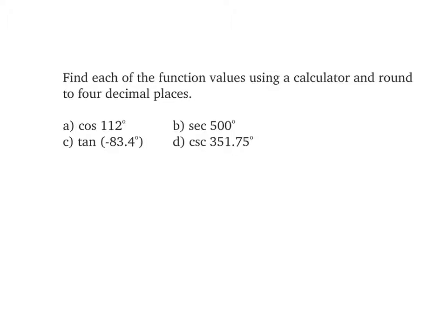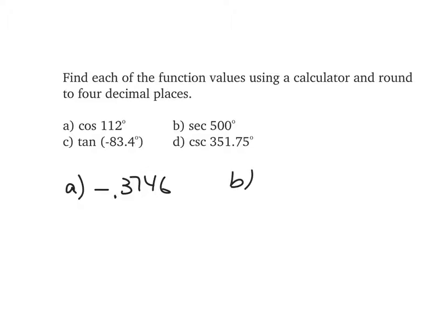You need to go to mode first to make sure your calculator is in degree mode. That's the third line down. Make sure it's set on degree. All right, then you're just going to punch in cosine 112. And I'm going to get this value right here. It says 4 decimal places, negative 0.3746.